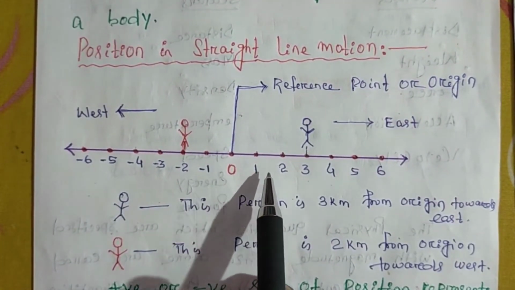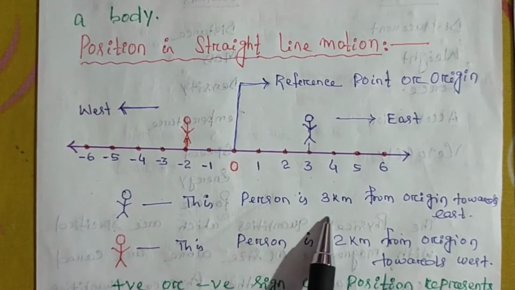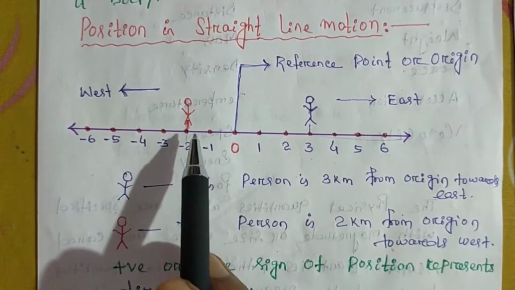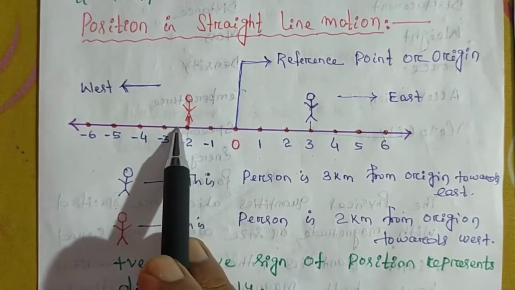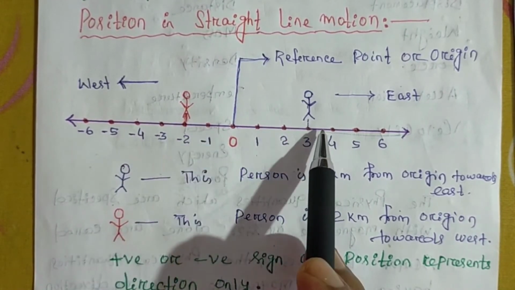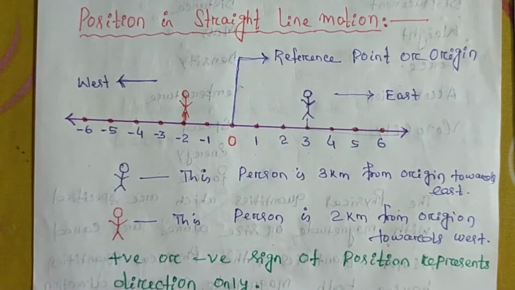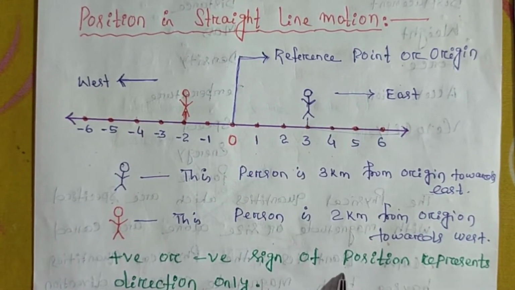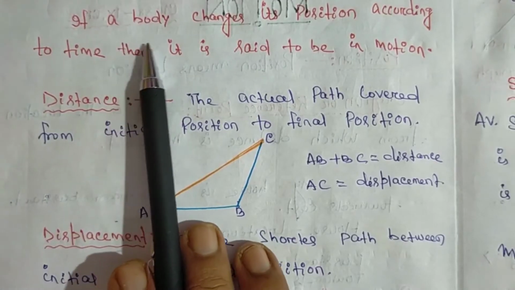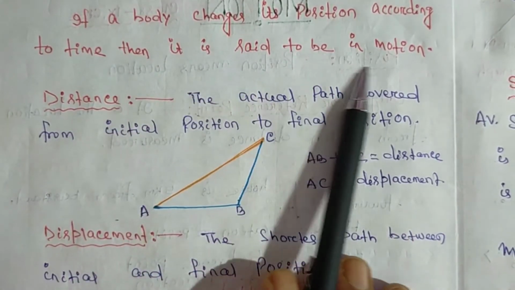Suppose the positions of two persons, this blue person and the red person. The blue person is 3 km from the origin towards east. This red person is 2 km from the origin towards west. Magnitude is 3 km and 2 km respectively, but direction is east and west. Positive or negative sign of position represents direction only. If a body or its parts change position according to time, then it is said to be in motion.